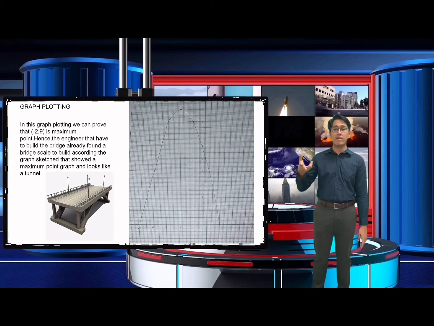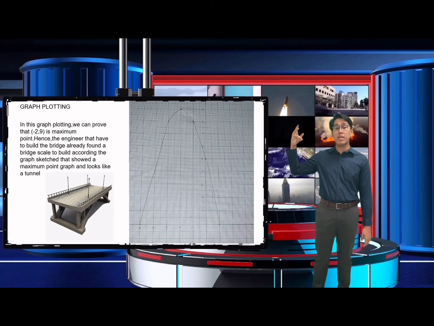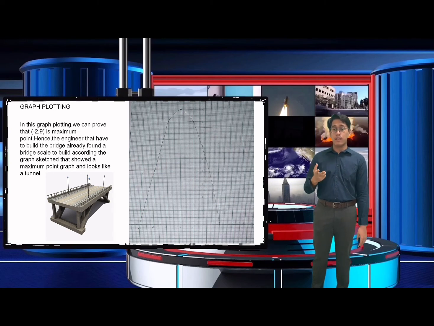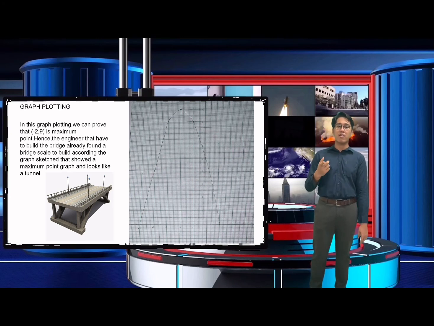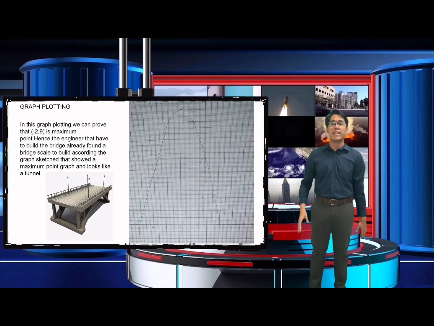We already get the coordinates, and we already get the maximum or minimum point. So in this graph plotting, we can prove that negative 2 for the x coordinate and 9 for the y coordinate is a maximum point. Hence, the engineer who has to build the bridge already found a bridge scale to build according to the graph sketch that shows the maximum point graph and looks like a tunnel. So in this situation, the engineer already found a solution to his problem.